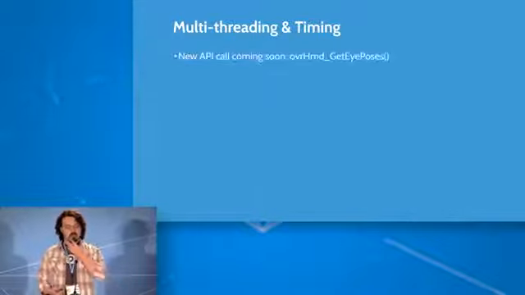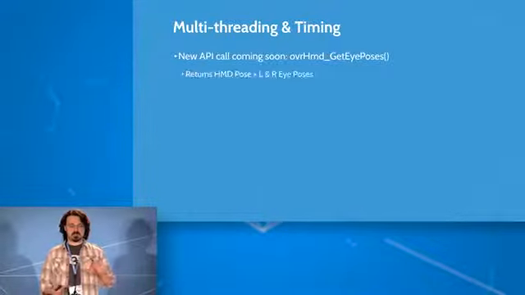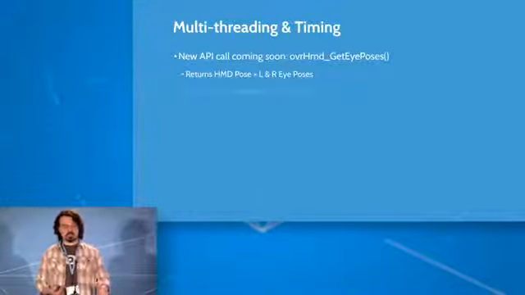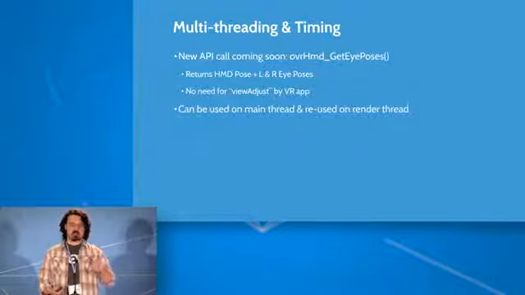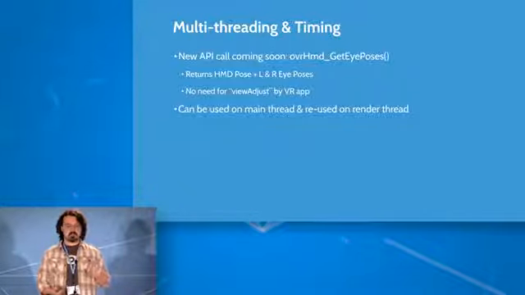Another new call we're bringing into the API soon is this new get eye poses function. Essentially, it's still going to return you the center eye pose as well as the left and the right eye poses. And you won't have to worry about accounting for the offset from the center of the head-mounted display to the eye. It'll be handled automatically. And the cool part here is that you can also use this function without really worrying too much about it on both the main thread and reuse it on the render thread.